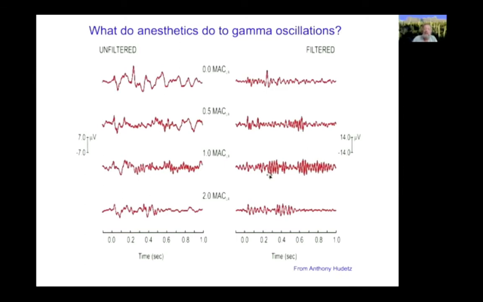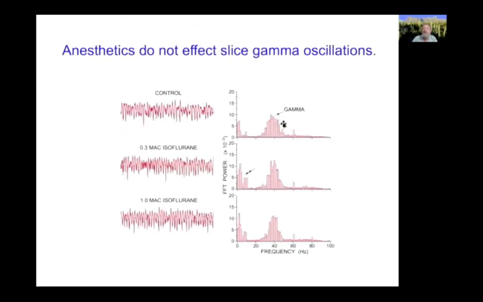When we look at our brain slices, we see the exact same thing. No effect, maybe an increase even in gamma, certainly a tightening in the frequency band, but relatively little effect on the gamma oscillations. The major effect we see is an increase in slow wave delta activity, much like what is seen in vivo.